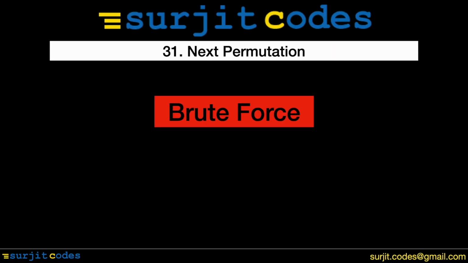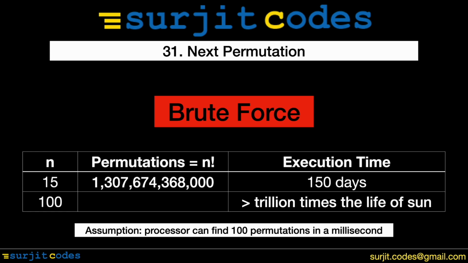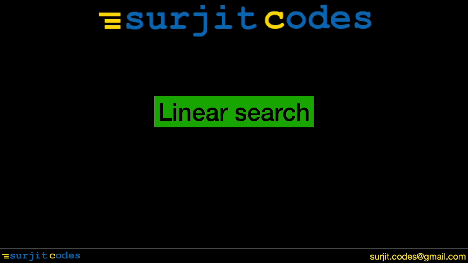In the brute force method, we will find all the permutations and then compare them to find the smallest of all these permutations that are larger than the given permutation. But the number of permutations is huge even for a moderate value of n. For example, if n is 15, there are more than a trillion permutations, and in the present problem, n can take values as large as 100, for which the time is unimaginable. For this reason, we will not discuss this method any further.